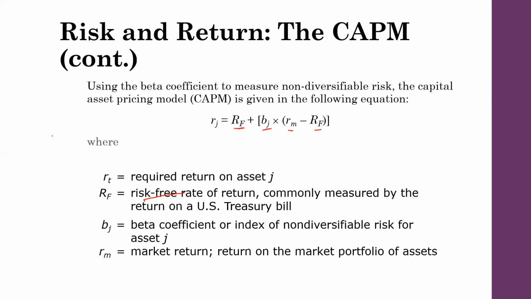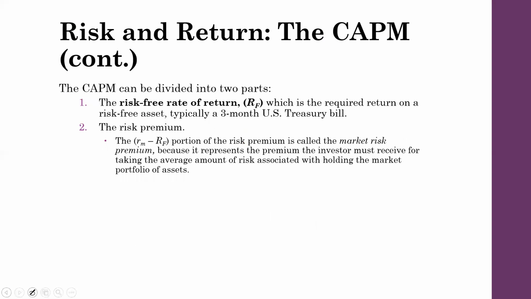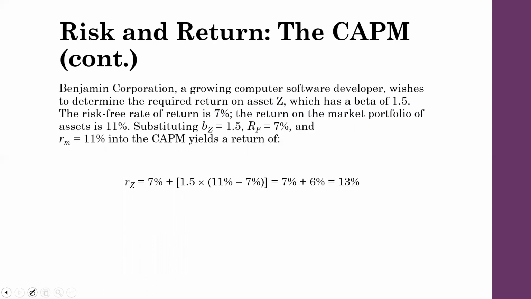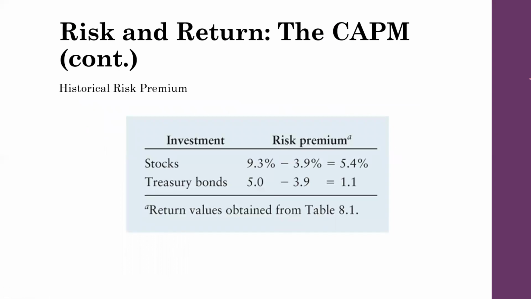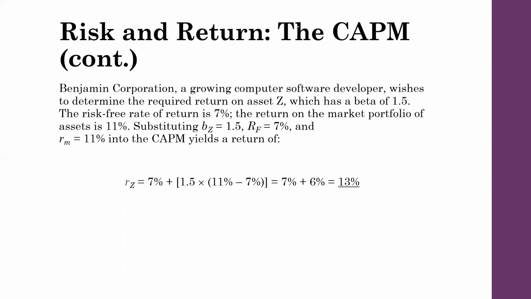As I said, I like using this formula because it's very simple. The CAPM can be divided into two parts: the risk-free rate, which as we said is the US Treasury bill, and then we have the beta times the risk premium. And the risk premium is the market return minus the risk-free rate. That's historical stats.